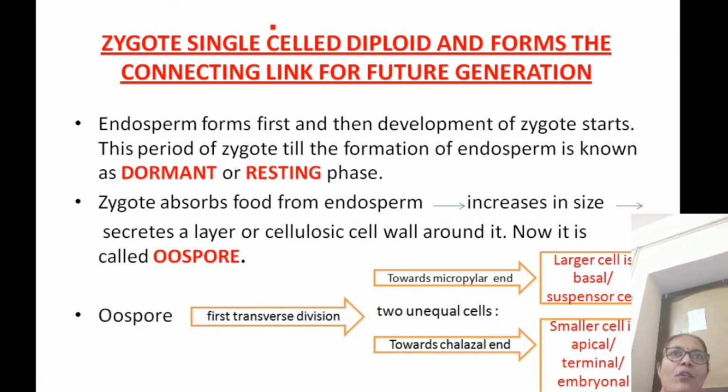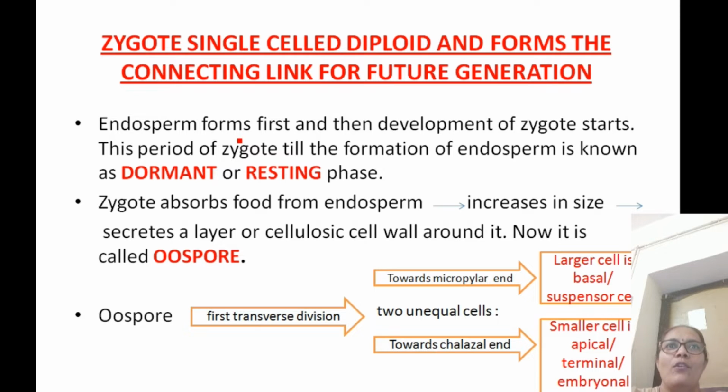Now this zygote is what? It is a single celled diploid structure and it forms the connecting link for the future generation. Next, endosperm forms first and then the development of zygote starts. Why this happens? This period from zygote till the formation of endosperm is called the dormant phase or resting phase. Why this happens? So as to provide the nutrition to the developing embryo. So that is why the endosperm forms first.